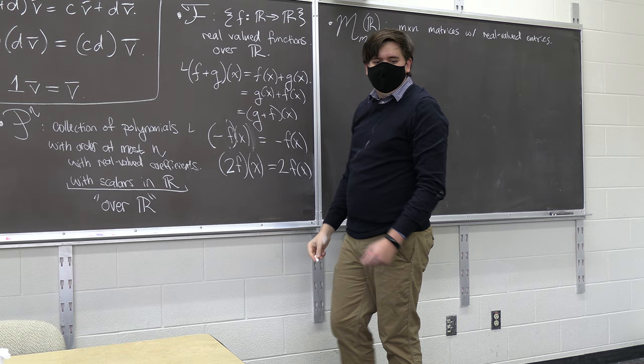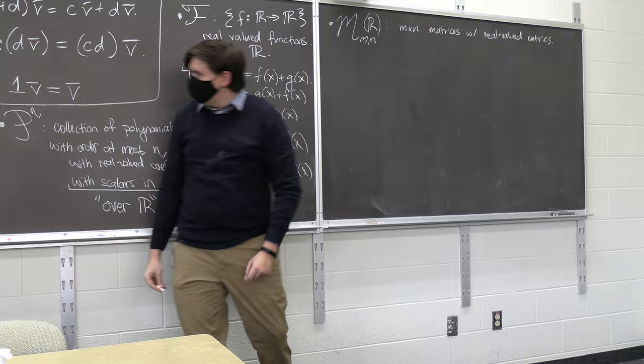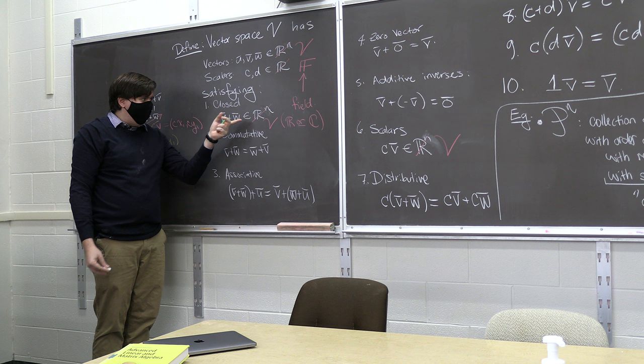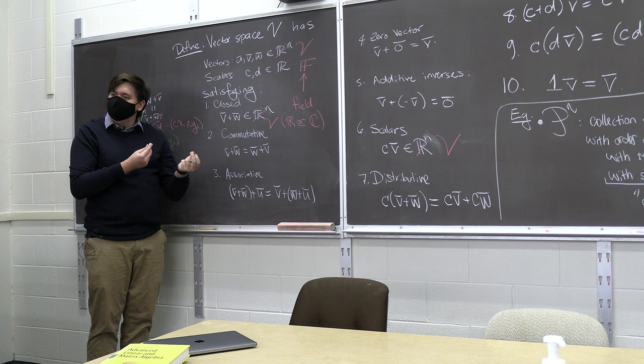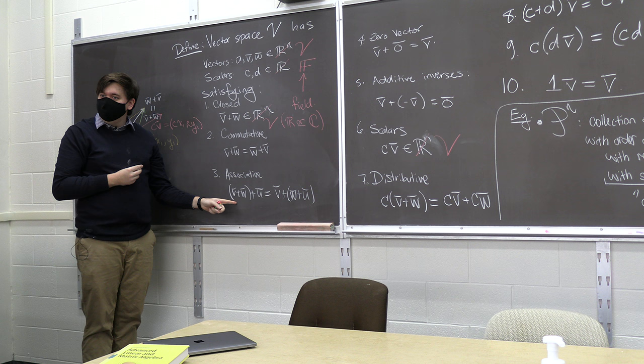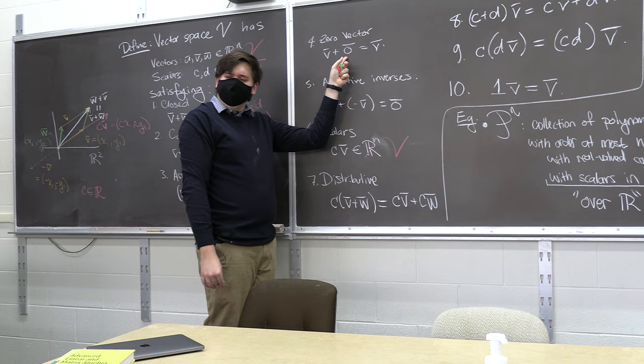Let's check that this works. If I add two M by N matrices, like a 2 by 3 and a 2 by 3, what do I get? A 2 by 3 matrix. We can add matrices, that's well defined, as long as they're the same size. Is that addition commutative? Yeah, because you're just adding element wise, and those elements are just real numbers, and real numbers commute. So this works. Associative? Exact same reasoning. Is there a zero vector here? What would it be? The matrix with all entries being zero.